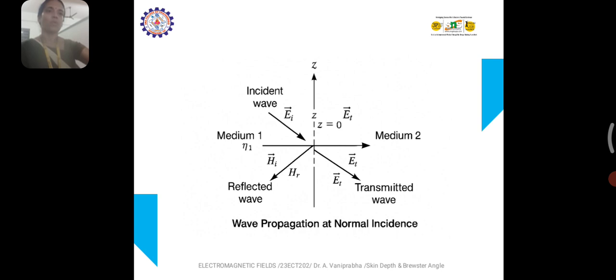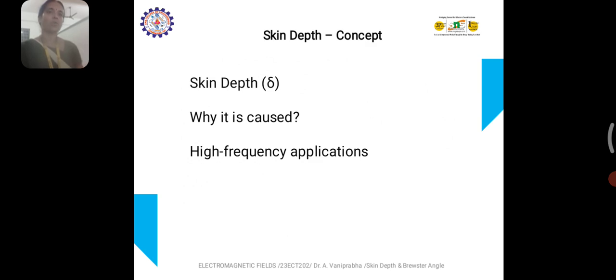Let us see why this skin depth is caused. It is caused due to the induced currents and energy dissipation within the conducting medium or conductors, during the travel of the wave from one point to another. This mainly occurs in high frequency applications or high frequency circuits like shielding, etc.